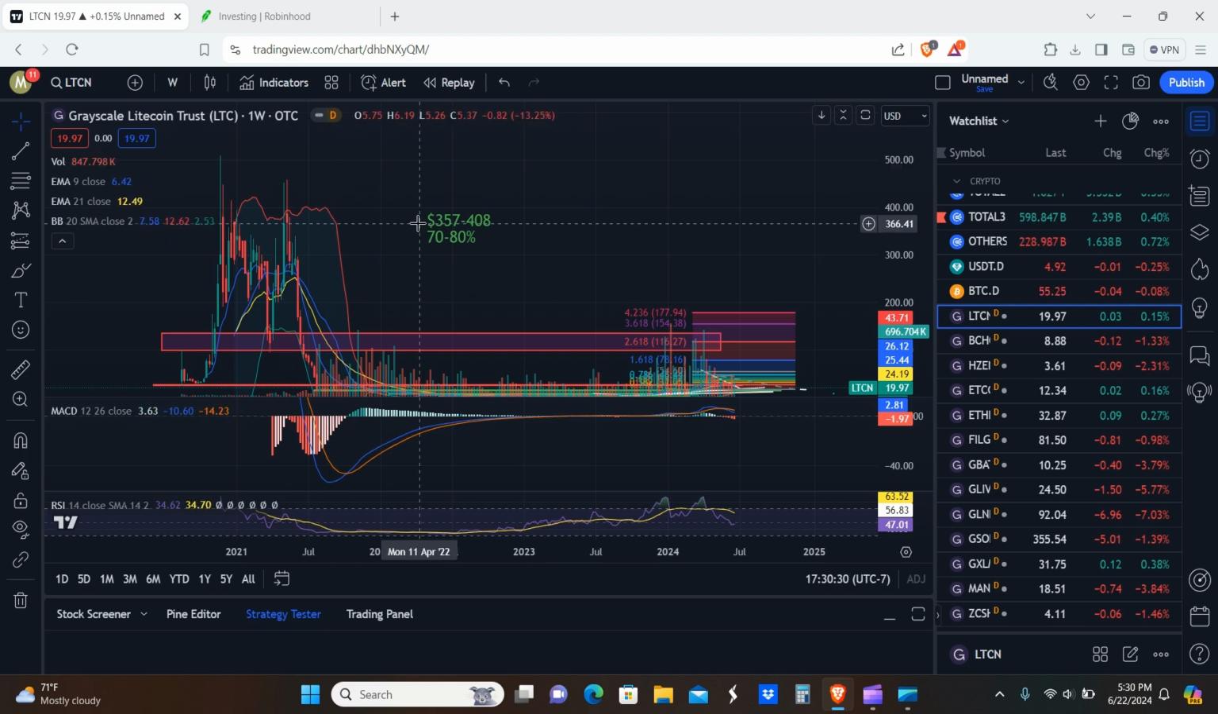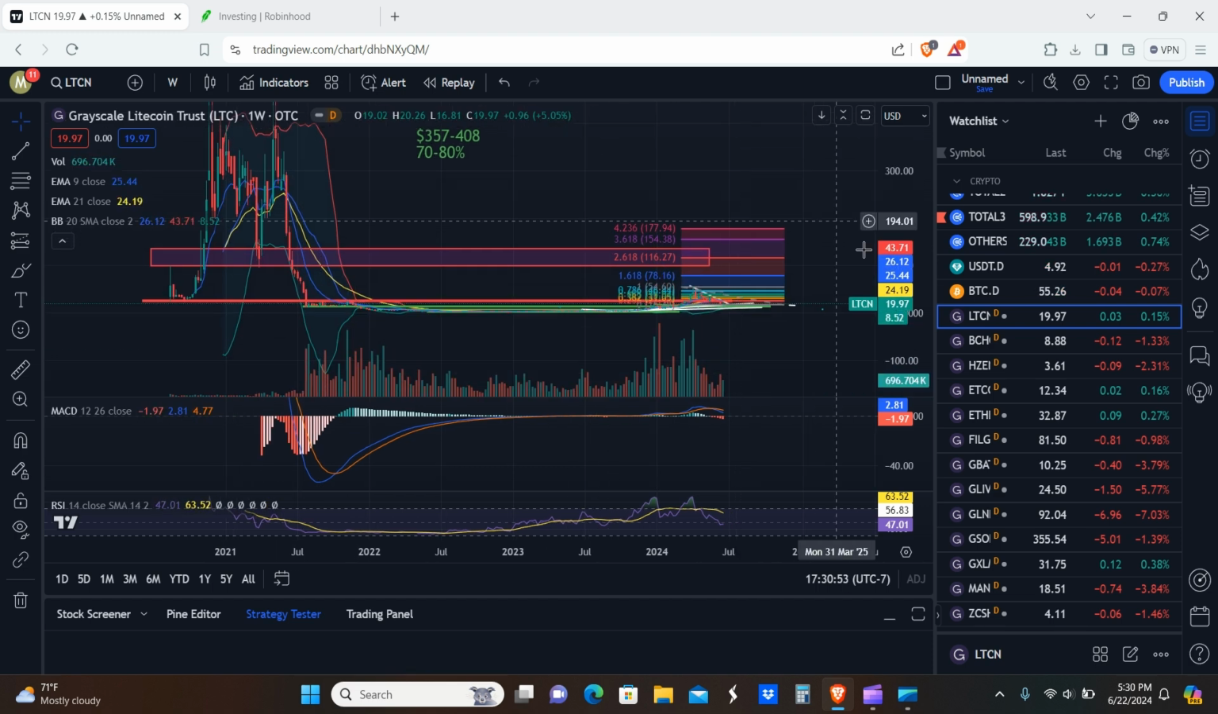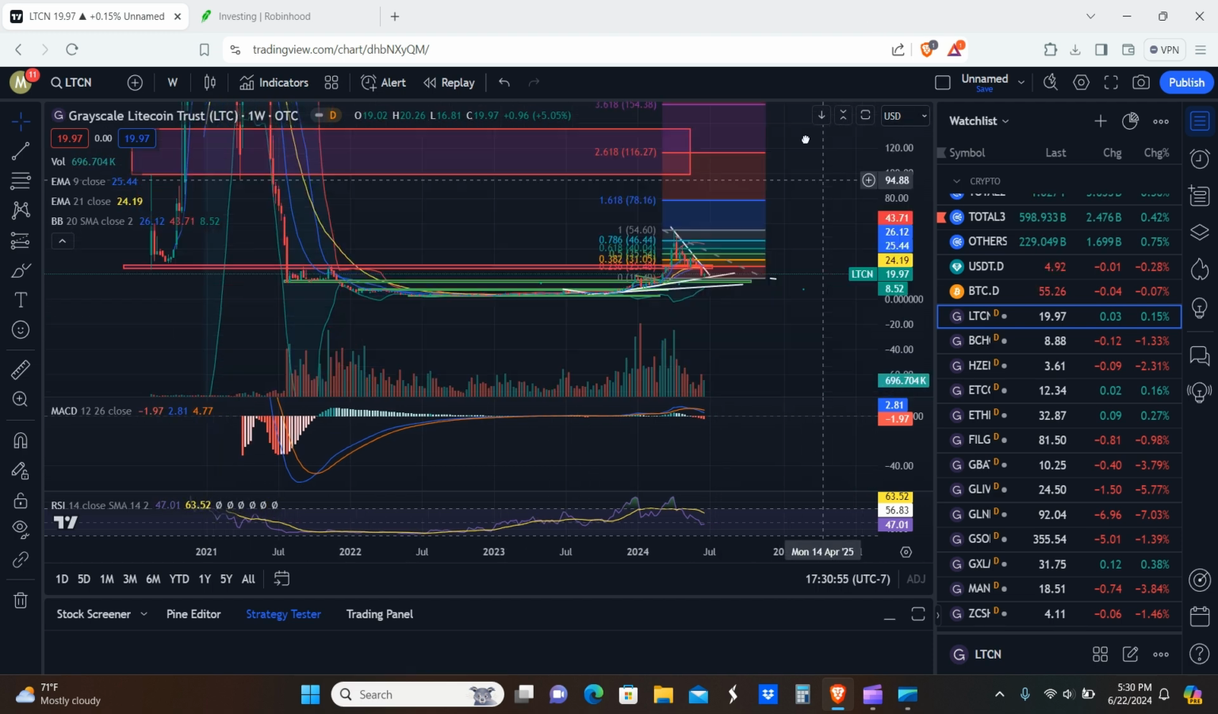Again, we've already gone over the previous macro-size levels. If you haven't seen that, go check it out. It's called something like Grayscale Max Profit Targets. You can find it on our channel and look at it for yourself. But once again, once it gets above this level, I suspect it's probably going to go somewhere between $300 and maybe $400 and bob around in that range before it potentially breaks out to new all-time highs, if it does.